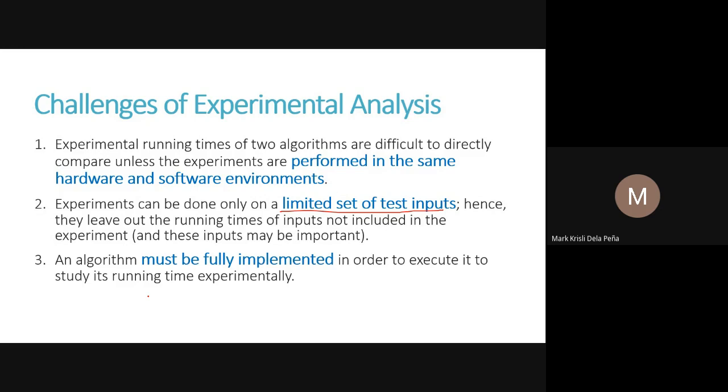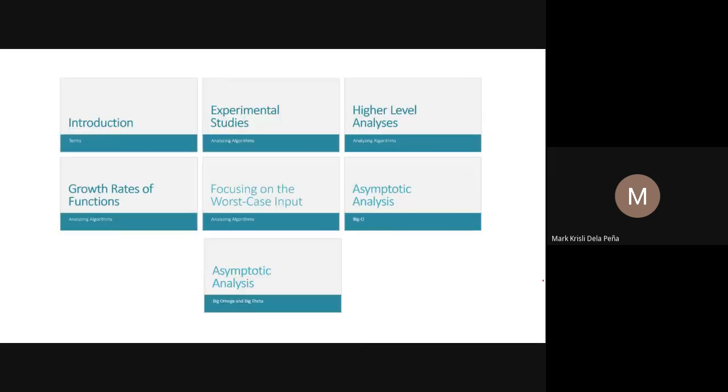So the algorithm must be fully implemented in order to execute it to study its running time experimentally. Another is that when the algorithm is written in pseudocode, then you have to convert it into a programming language, in order for you to fully implement that algorithm. So remember the challenges of experimental analysis. And now we are done with the second topic or second lesson.